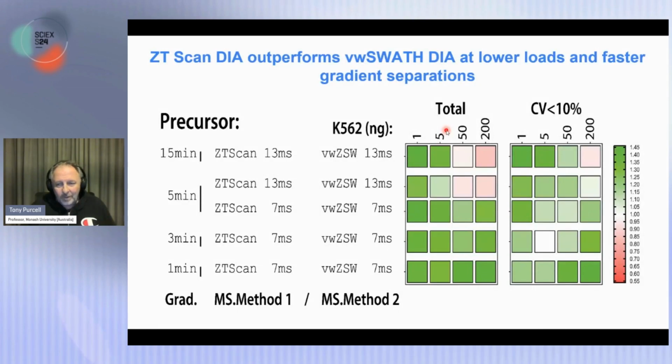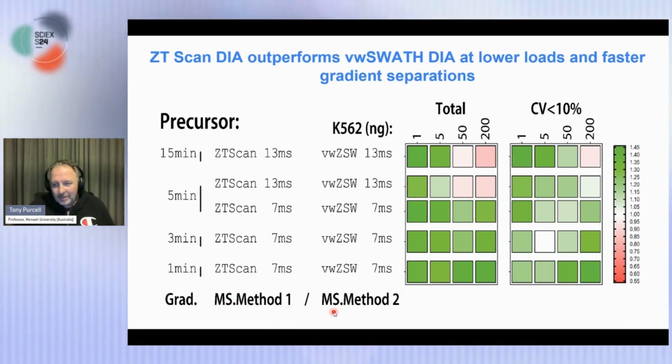And here what you're seeing is the scale for the heat map, and we're looking at the ratio of the corresponding ZT scan experiment to the variable window experiment. So if the methods perform similarly, we expect to see a neutral color, such as here. If ZT scan is performing better, we'd anticipate that we would see green squares, and obviously if it's not working as well, we start to see these pink squares here.